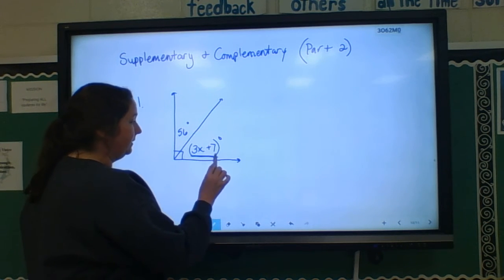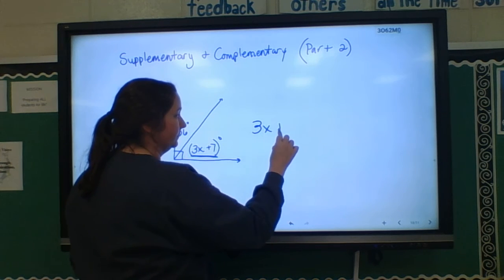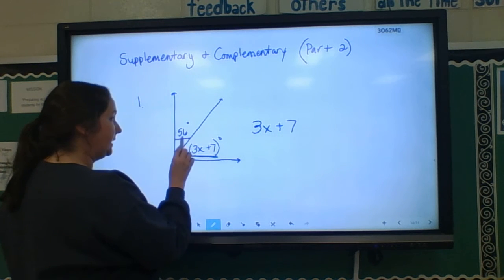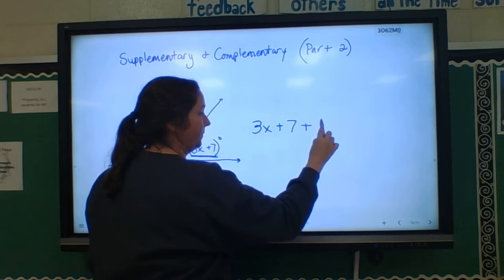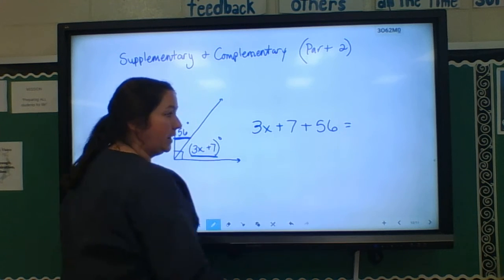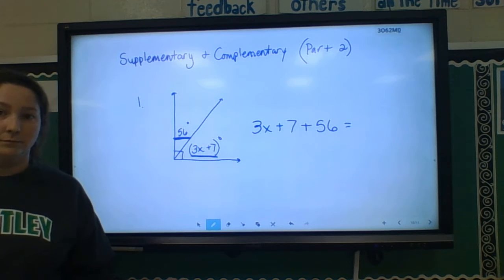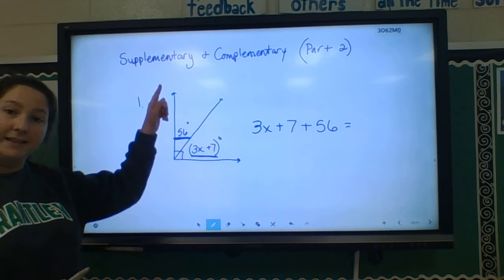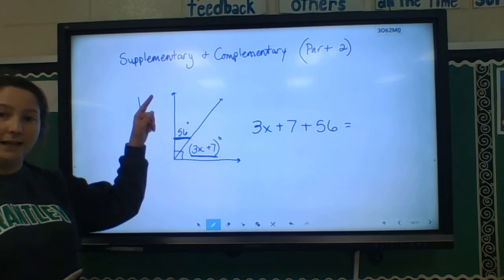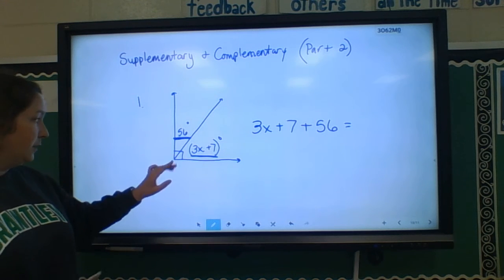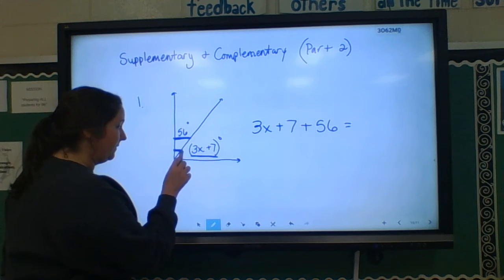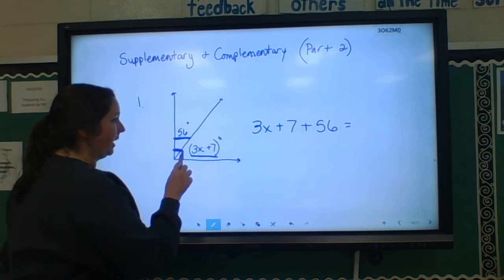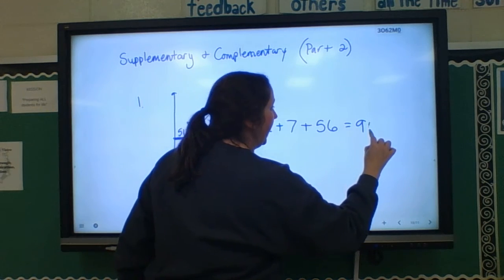3x plus 7 plus 56 equals how much? 90 degrees, because of this little box, it tells me this is 90 degrees right here. So it's going to equal 90 degrees.